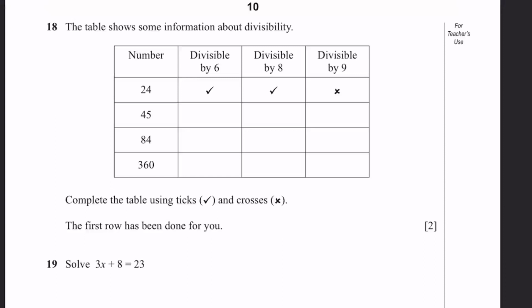So 45 divisible by 6? No. 8? No. 9? Yes. 84 divisible by 6? Yes. 8? No. 9? No. 360 divisible by 6? Yes. 8? Yes. 9? Yes. So that's the answer. This was quite straightforward and very easy.